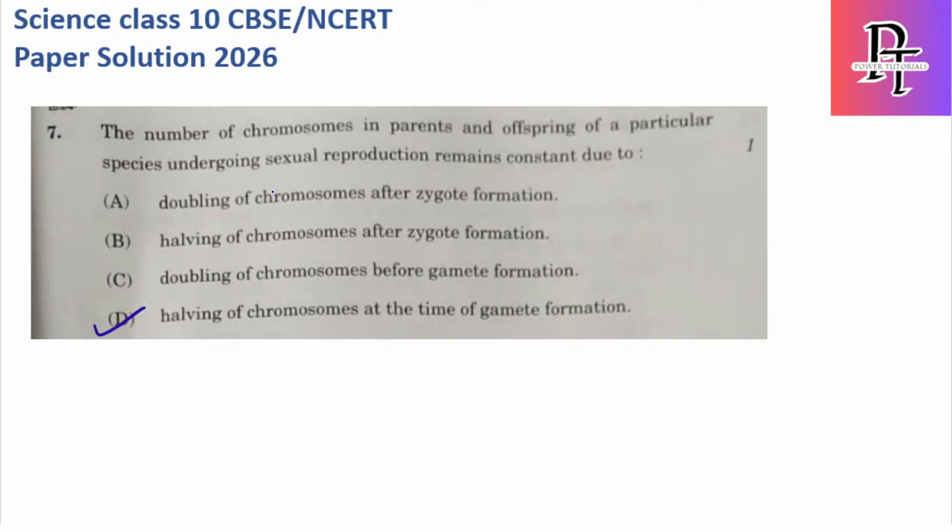Okay, so doubling will not happen. Half is okay, but it's not after zygote formation. It happens at the time of gamete formation, and this process we call meiosis. So meiosis is a process where both the sex cells' chromosomes get combined and it will reduce into half. Okay, see the next one.